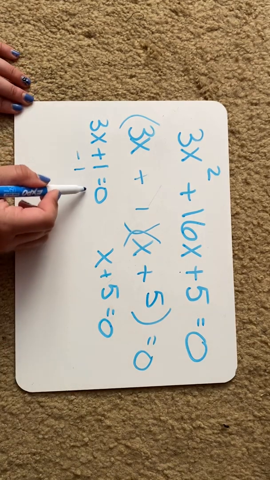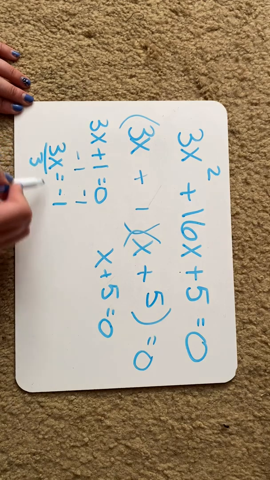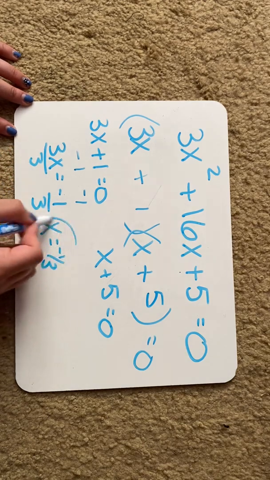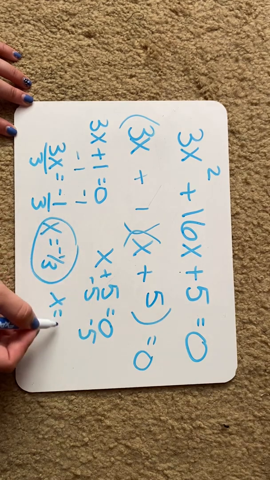So we want to subtract 1, 3x equals negative 1. Divide by 3, so x equals negative 1/3. Then over here we just subtract 5, so x equals negative 5.